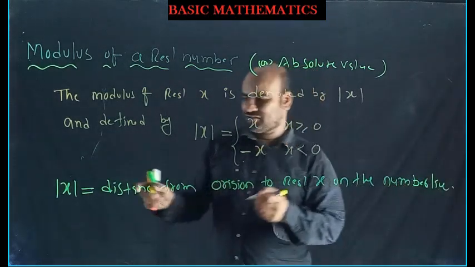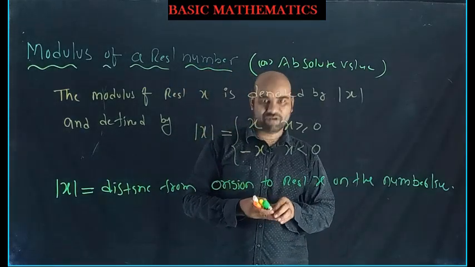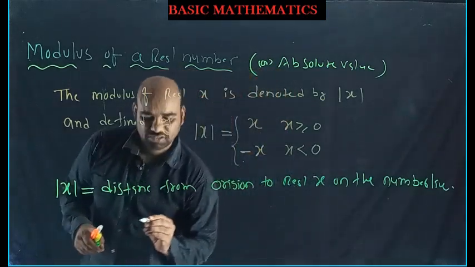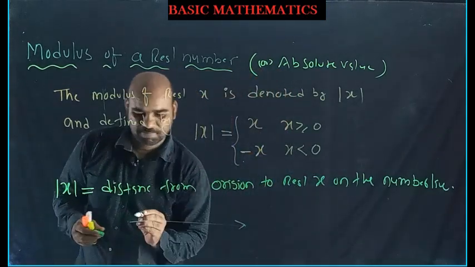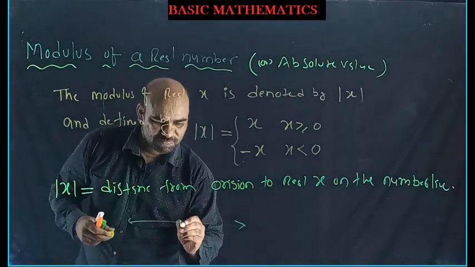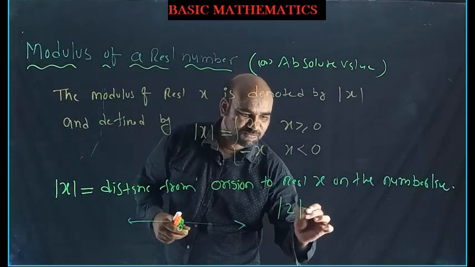Actually this is the definition. Mod x means distance from origin to real x on the number line. Okay, I will show you. See here, this is a real number line. This is the origin. We want mod of 2, for example.